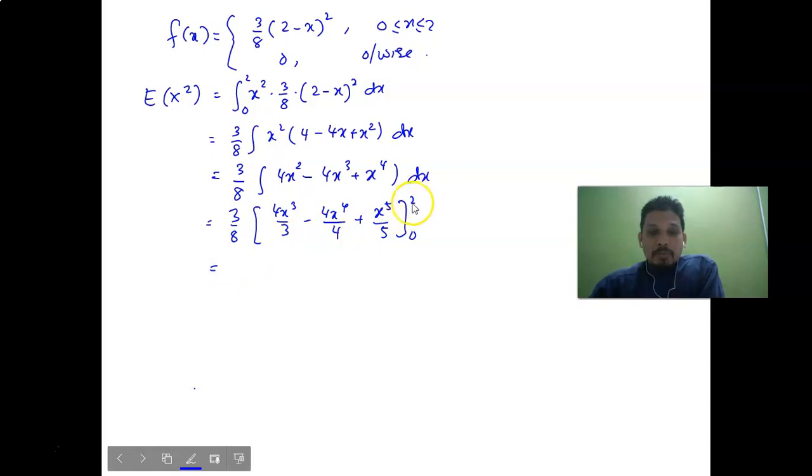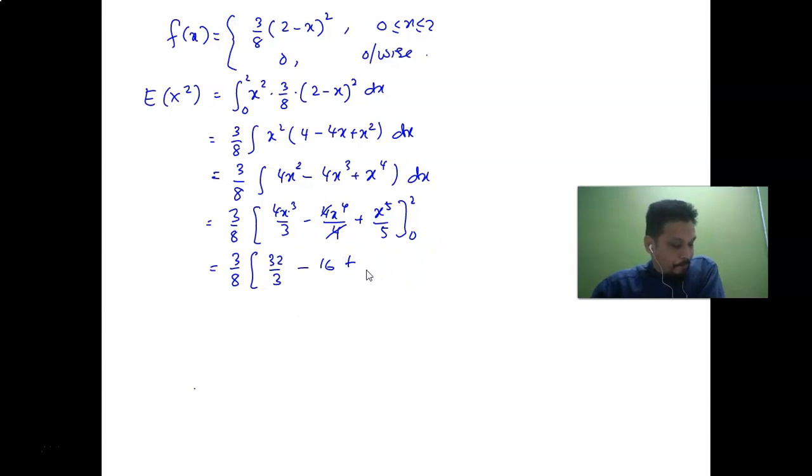It's time for us now to substitute the values of x, 2 and 0, into this function. So 3 over 8. Substitute x with 2 first. 2 cubed equals 8. 8 times 4 equals 32 divided by 3. 4 times 16 divided by 4 equals 4, 2 to the power of 4 is 16. 2 to the power of 5 equals 32 divided by 5. Now substitute 0 here, here and here, so everything equals 0.